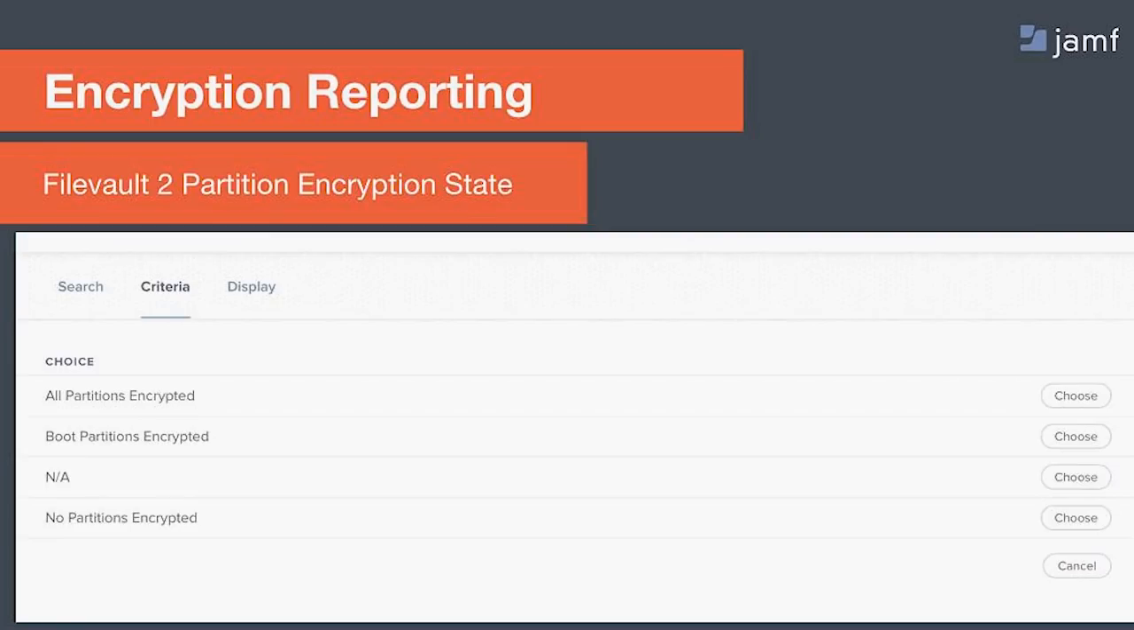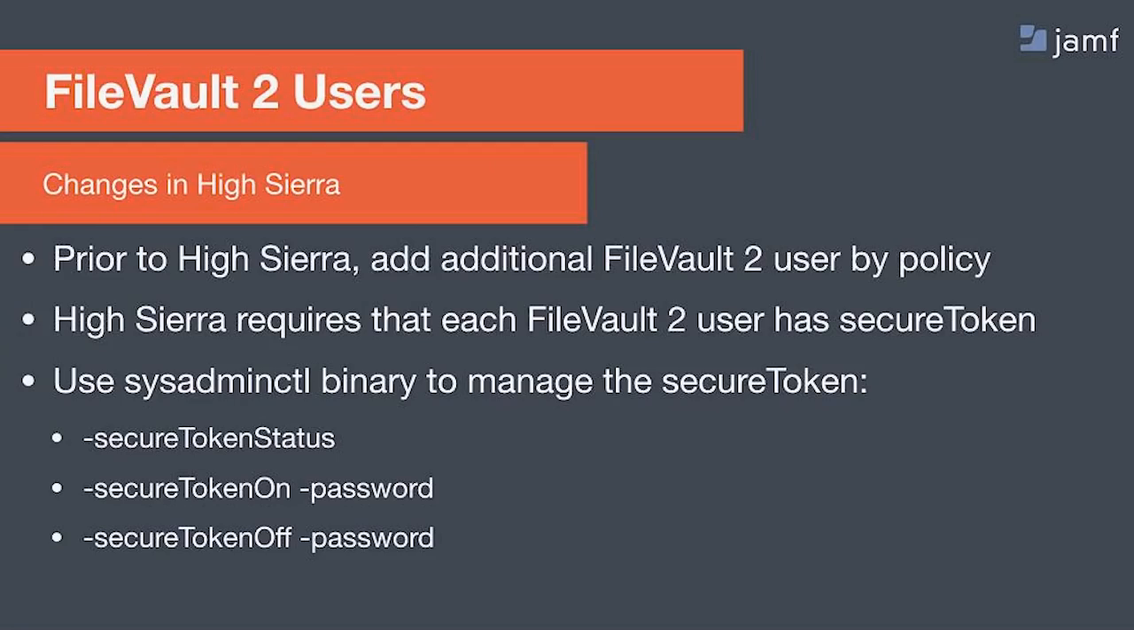Additionally, we want to briefly cover the topic of FileVault 2 users. Before High Sierra, we could send a policy to add new users as FileVault users, allowing them to unlock the drive. This required that the management account be a FileVault 2 user on the computer. With High Sierra, each user is required to have a secure token. The first user to set up the device is issued a secure token automatically. At this time, the only way to generate a new local user account and obtain a secure token simultaneously is through the System Preferences GUI.